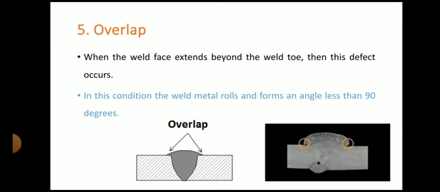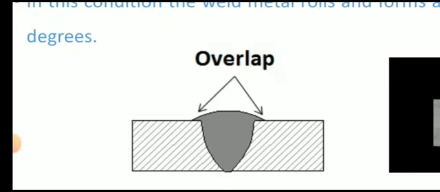Then the fifth defect is overlap. When the weld face extends beyond the weld toe, then this defect occurs. In this condition, the weld metal rolls and forms an angle less than 90 degrees. So with this figure you can understand overlap.